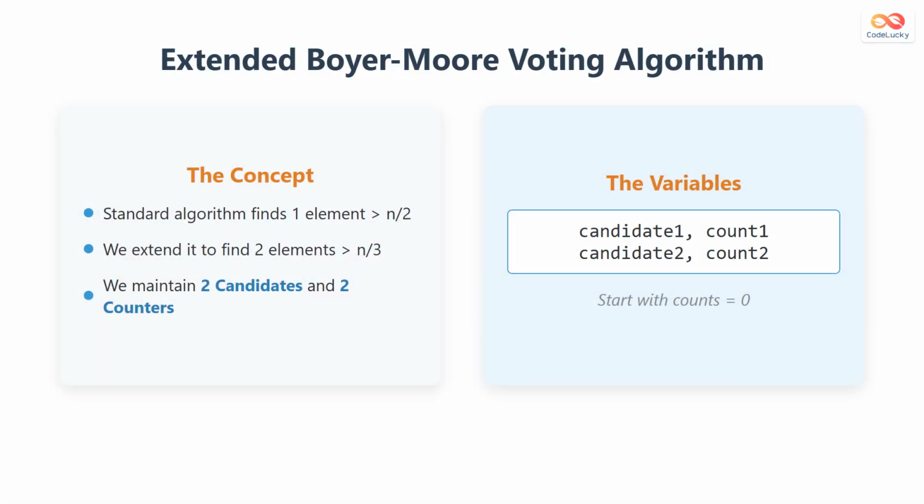This insight leads us to the extended Boyer-Moore voting algorithm. The standard version finds 1 element appearing more than half the time. Here, we extend it to find up to 2 elements. Instead of tracking 1 candidate, we will maintain 2 potential candidates and 2 separate counters.